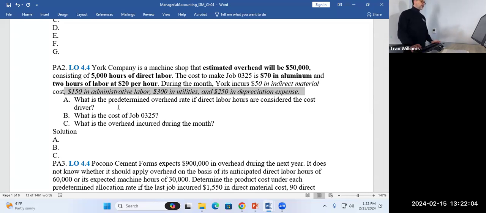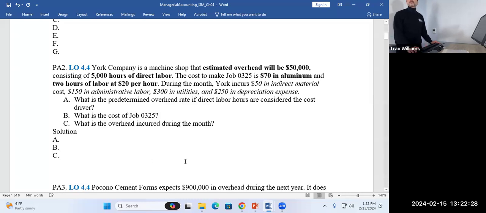So we have to do 3 things here. Figure out the predetermined overhead rate based on direct labor hours, figure out the total cost of this job, and then figure out the total overhead that the company had for the month. Any questions about what you need to do here? Okay, then I'm going to pause the recording. I'll leave you to it.